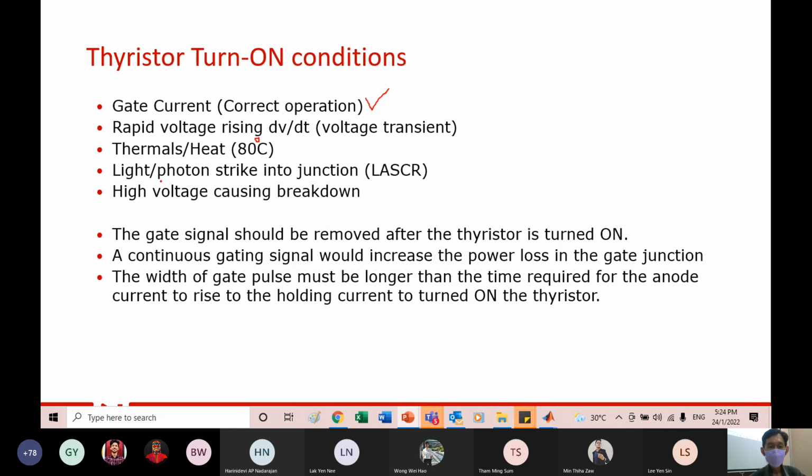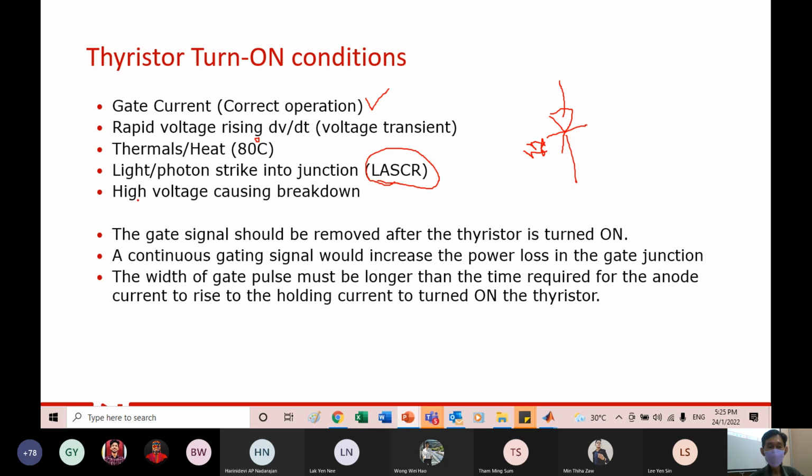And of course, light photons striking into the junction. That is what we call a light-activated thyristor. The symbol looks something like that. It will have a window for you to strike light into it so that it turns on. So that is another type of thyristor.